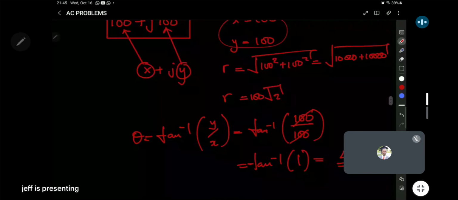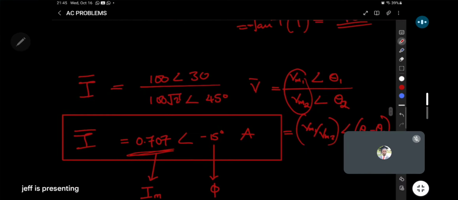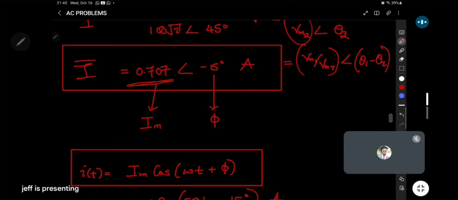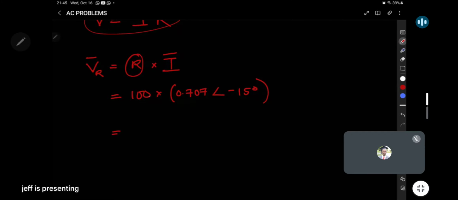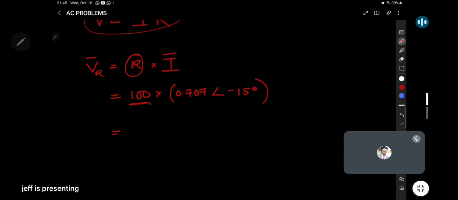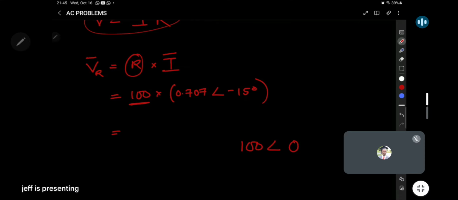So we'll have 100 ohms multiplying the phasor current passing through it. The phasor current passing through the resistor is this one: 0.707 phase minus 15. From here, you see, this is easy to multiply because the resistance only has a magnitude. You can actually look at it as if it's 100, then phase 0. You can look at it like this, which should still be easy to multiply.